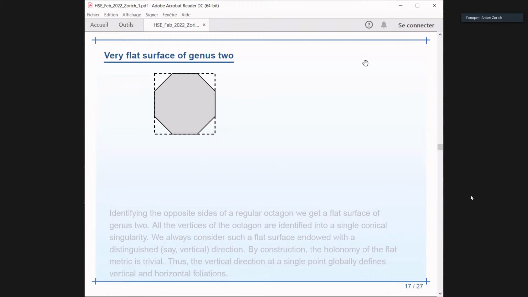A torus is a very flat surface. A torus can be obtained by gluing opposite sides of a square, and it's very flat because the holonomy of the resulting flat metric on a torus is trivial. You make a parallel transport of any vector over any closed path, and the vector comes back exactly in the same direction. So now let me convince you that there are flat surfaces of genus 2.